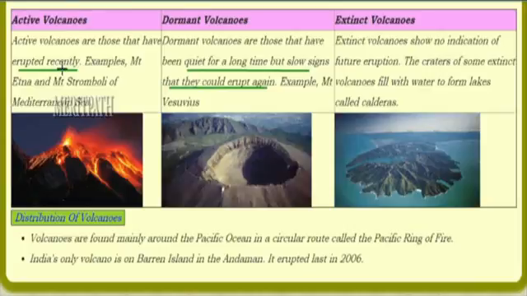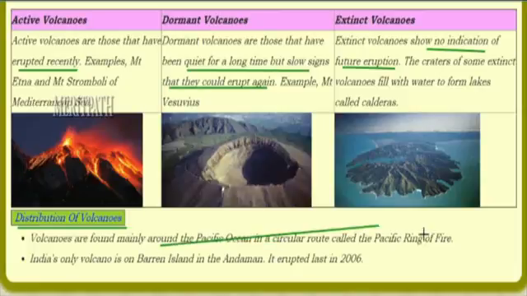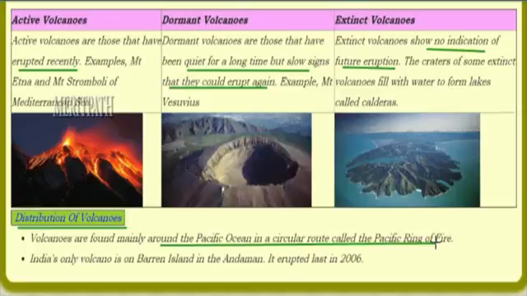Active volcanoes are those that have erupted recently. Examples are Mount Etna and Mount Stromboli of the Mediterranean Sea. Dormant volcanoes are those which have been quiet for a long time, but there are signs that they could erupt again. An example is Mount Vesuvius. Extinct volcanoes show absolutely no indication of future eruption. The craters of extinct volcanoes filled with water form lakes called calderas. This is an image of an active volcano, this is a dormant volcano, and this is an extinct volcano which has formed a lake.